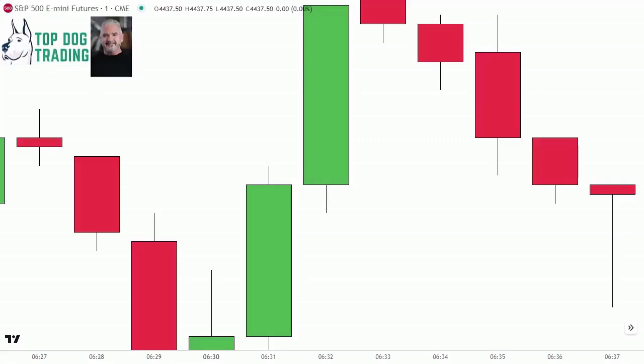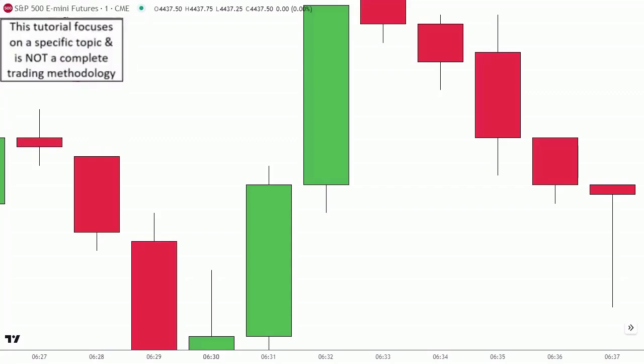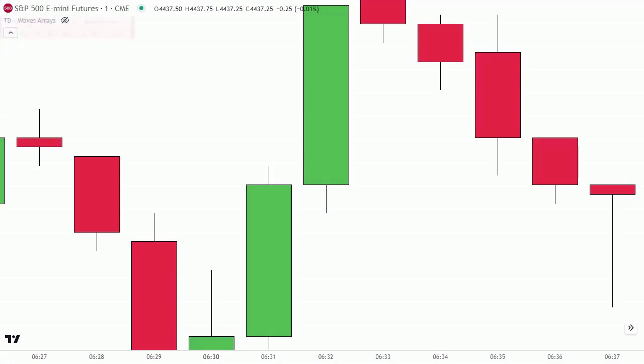Candlestick reversal patterns. There's really only one you need to know, and this is the master pattern. I'm going to share it with you and the three steps to making this work, meaning making money, and why it works. So let's jump right into it.